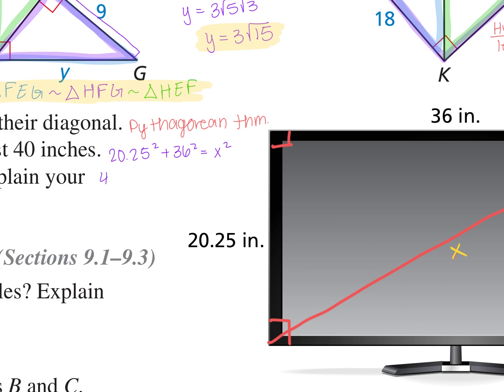I'm going to get 410.06 plus 1,296 equals x squared. Adding these two, 1,706.06 equals my x squared. And square rooting it, if you plugged it into the calculator, your x, or your hypotenuse, should have been about 41.3, because I believe we rounded.